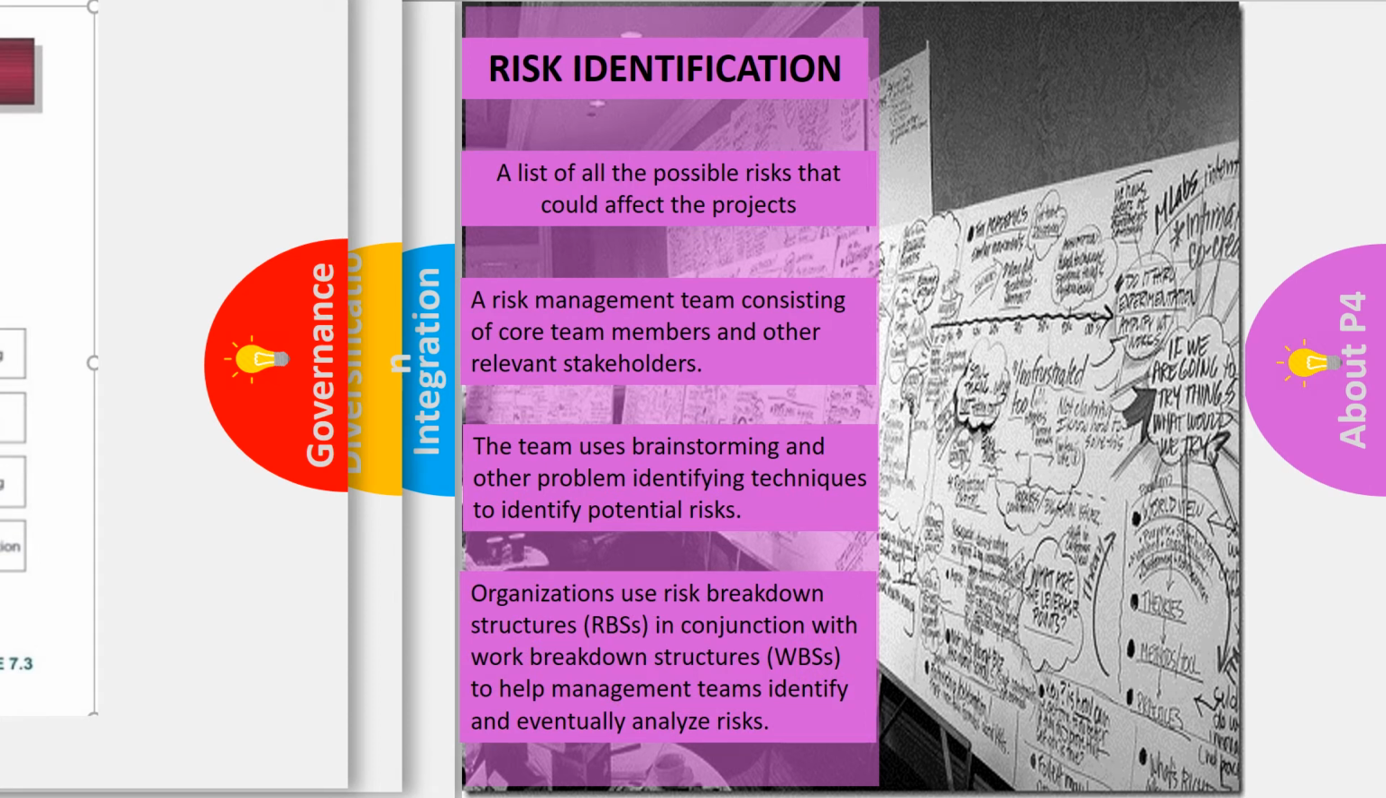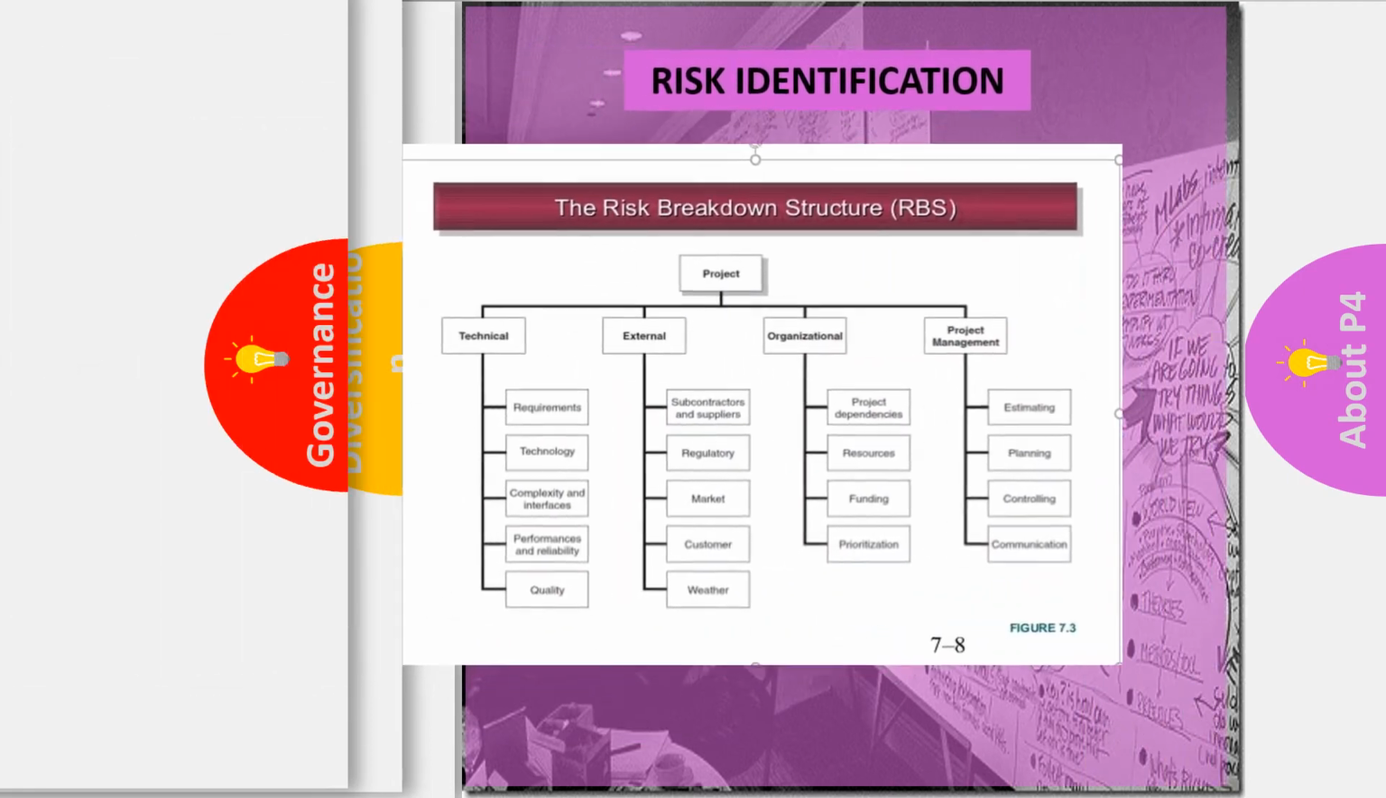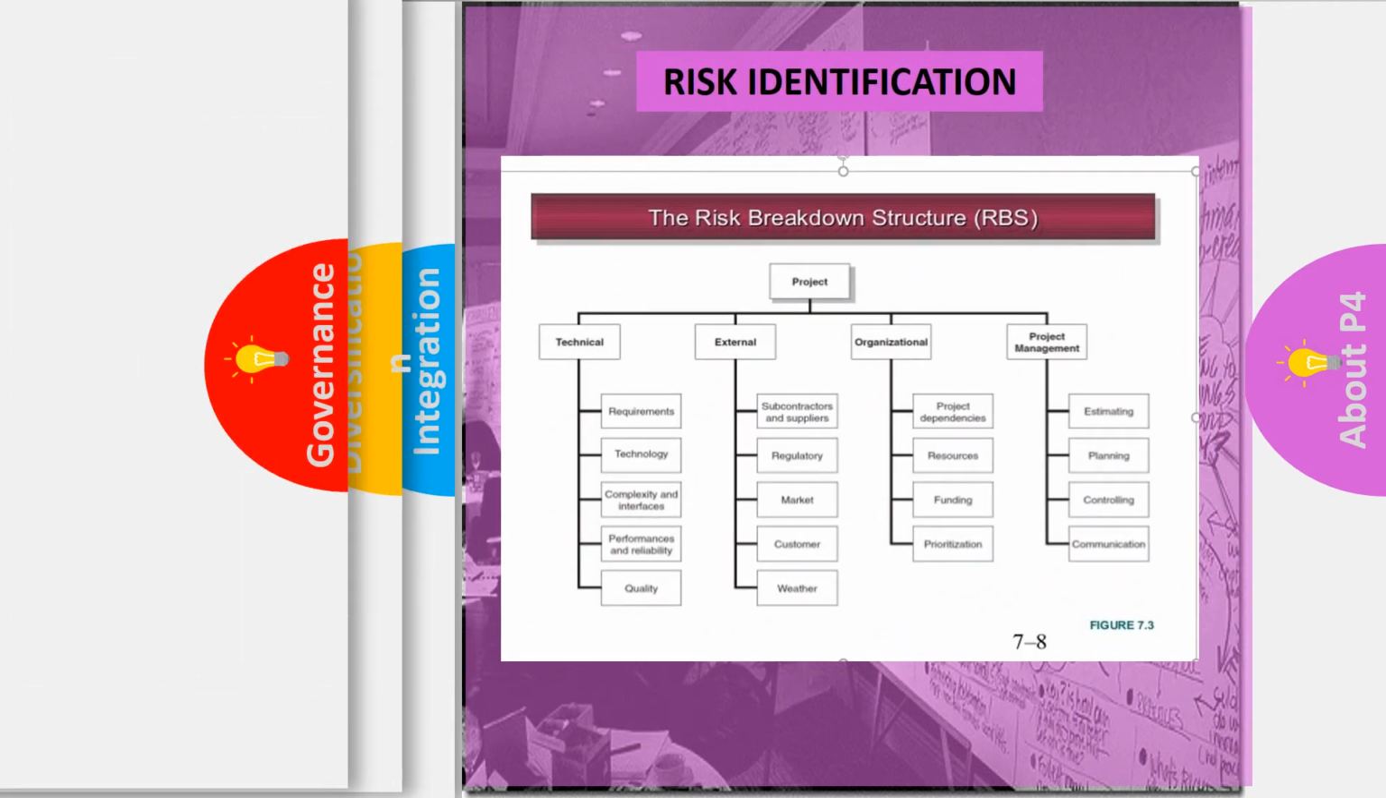Organizations use a risk breakdown structure, RBS, in conjunction with the work breakdown structure to help management teams identify and eventually analyze risks. So it is very important that you come up with the risk identification for your risks. So let's look at a risk breakdown structure. Again, you have the different elements, and within the different elements, you could attach risks to these.